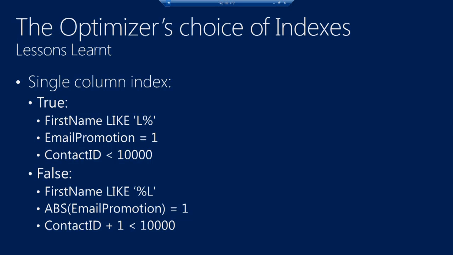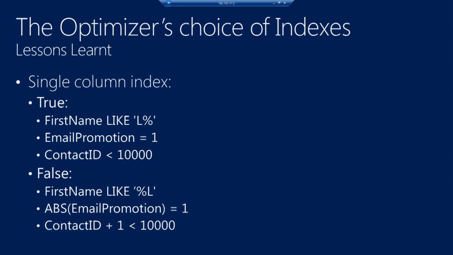So the multi-column index is slightly trickier than a single column index. A single column index is relatively very straightforward. All the first 3 examples under true, first name like L%, email promotion equals to 1, contact ID less than 10,000, are very well known: you can seek on all the 3 columns. The other 3 under false, you can't seek on them, right? I'm sure you have heard of these terms, which is called sargable. It's not an English word, sargable, search argument able. The next 3 examples which are under false are non-sargable queries, which means you can't actually seek on them.